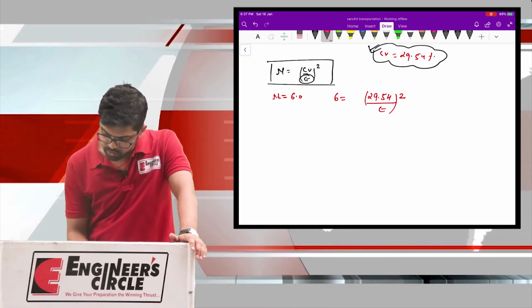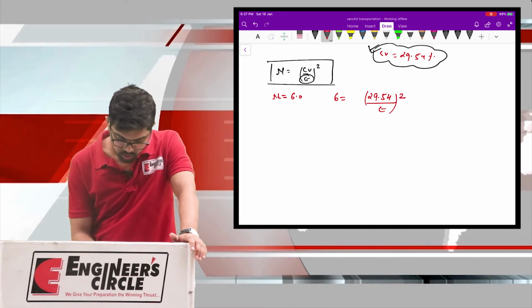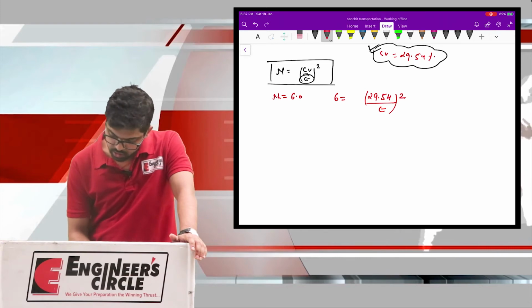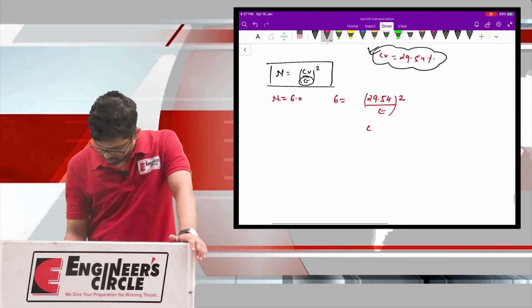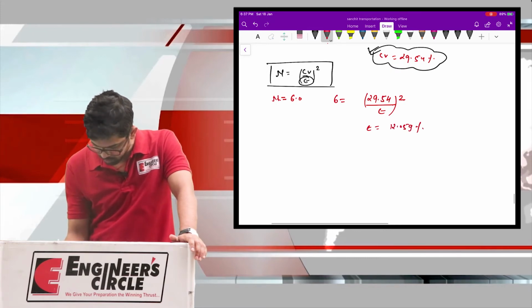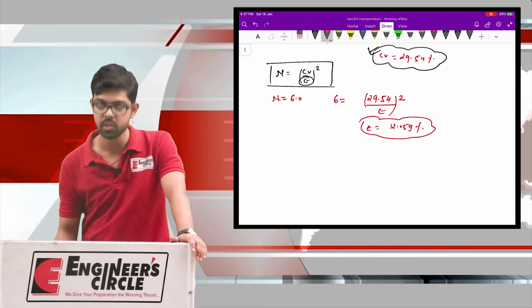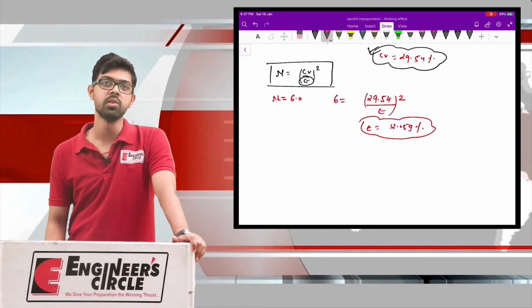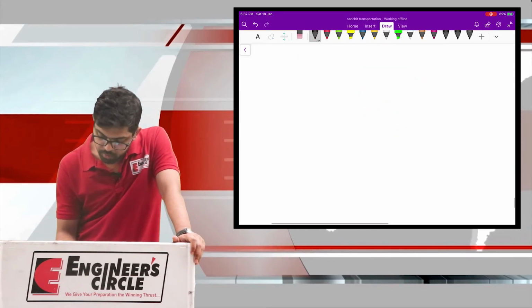So this epsilon will be equal to the square root of 29.54 squared upon 6. So this epsilon I am getting as 12.059%. So this is the allowable percentage error in the estimation of mean rainfall.